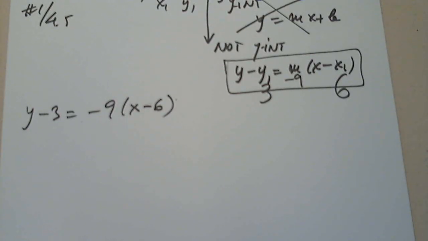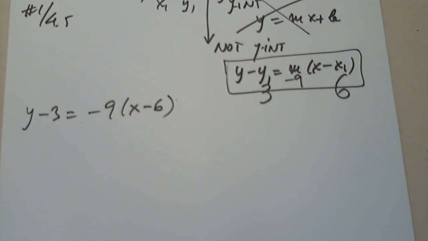So careful because the software is asking us first to enter it without solving for y first. So y minus 3, and the slope is -9. And then we have x minus 6. So they want it in this format first. Or maybe they don't even want to solve for y. Who knows? Okay, so they are moving on to the next problem.